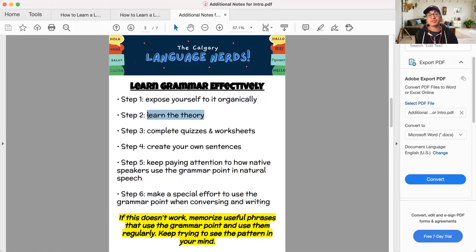Step 2 is where you learn the theory. So let's go back to my French example. I had been hearing the subjunctive used in such a wide variety of circumstances for a long time. I even used certain phrases that had the subjunctive from time to time. I even used some of them just as phrases without realizing what the grammar was behind it.